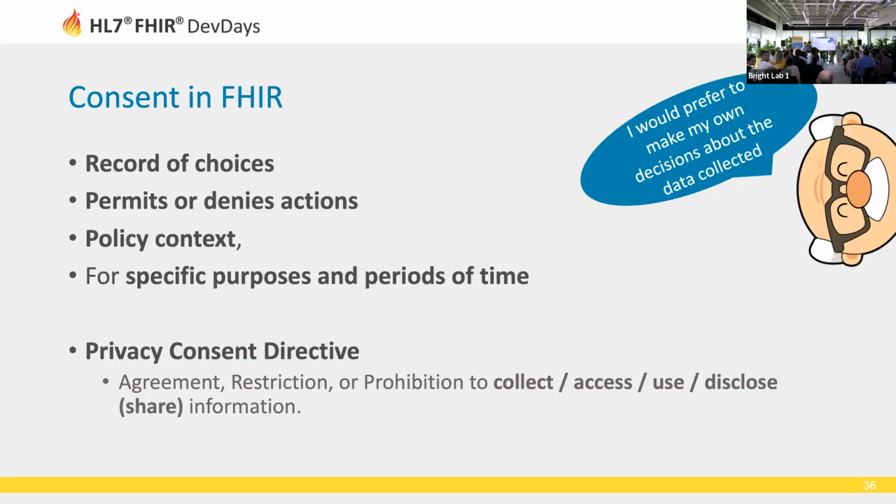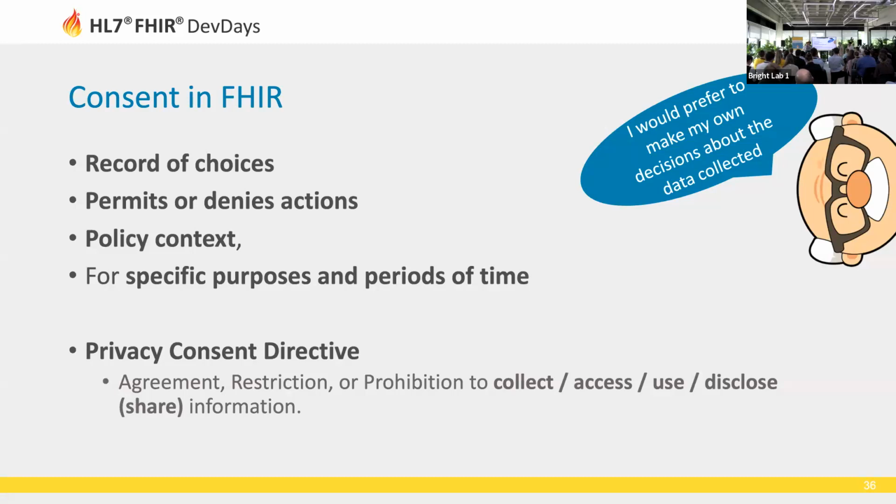So before we start, what even is a consent? A consent in general is a permission for something to happen or an agreement to do something. And in FHIR, consent is a record of a healthcare consumer's choices, or choices made on their behalf, which permits or denies identified recipients to perform actions within a given policy context for a period of time. There are 3 types of consent directives in FHIR, and we focused on the privacy consent directive.